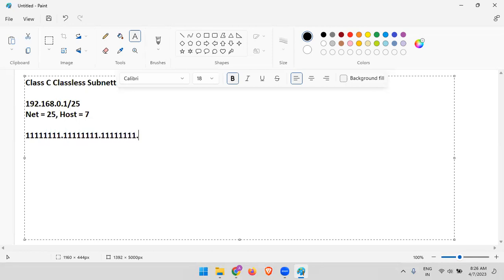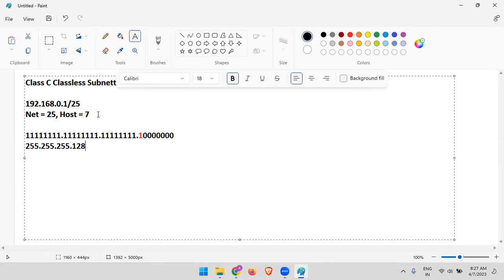Correct? Now earlier it was the default one. But now in the new subnet mask, this 1 bit we have changed, from host to network. Correct? So what will be the new subnet mask here? 255.255.255.128. Correct?